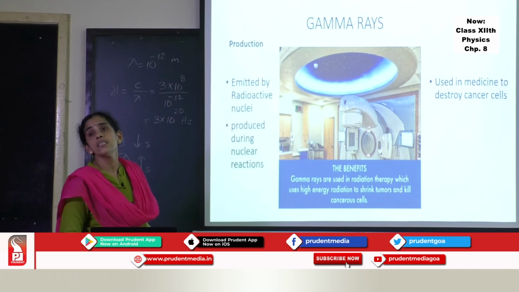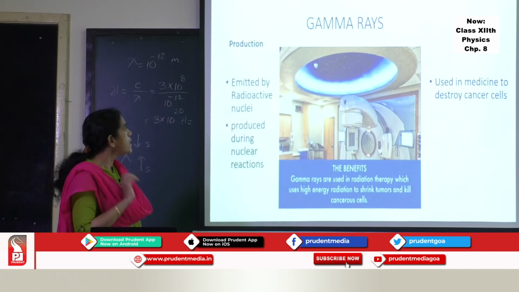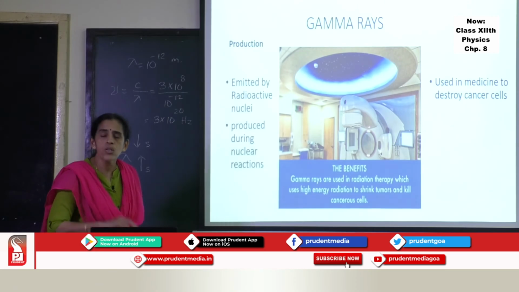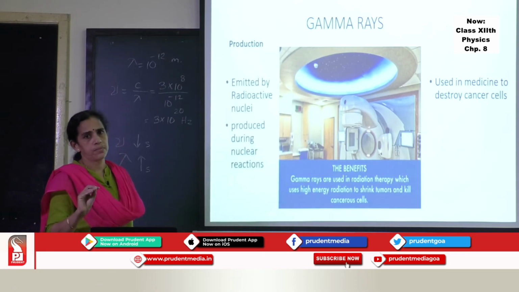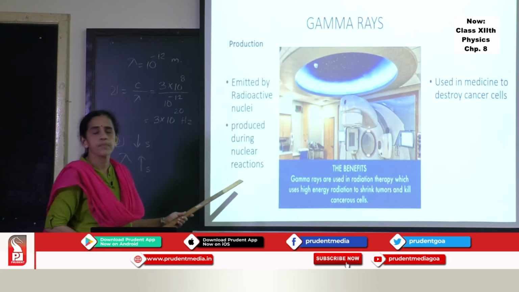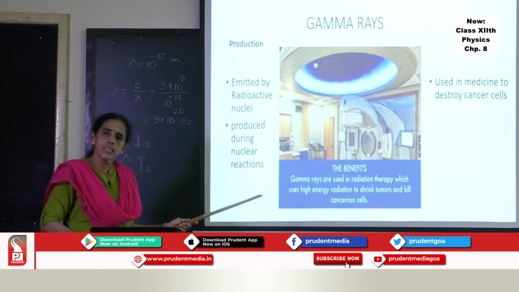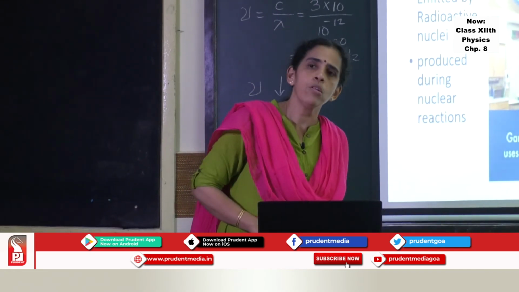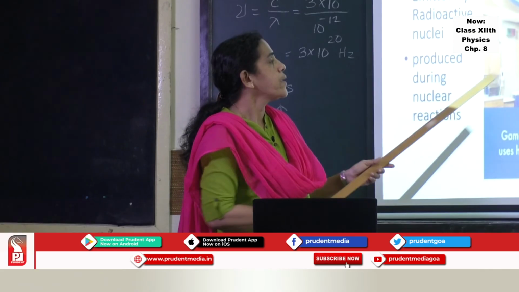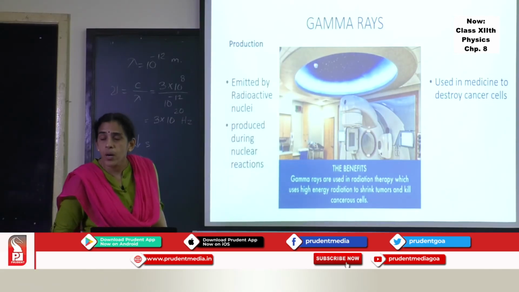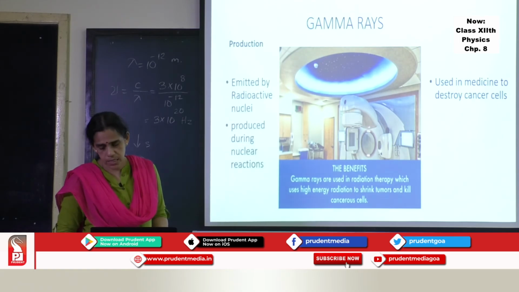Then the last is gamma rays. Gamma rays are produced by radioactive nuclei during nuclear reactions. Okay? There is a chapter on radioactivity for you in the second book. That time you will be studying in detail. And what is its use? It's used in medicine to destroy cancer cells.